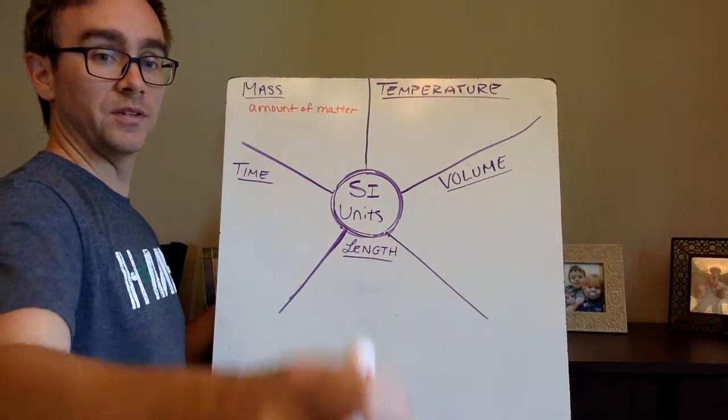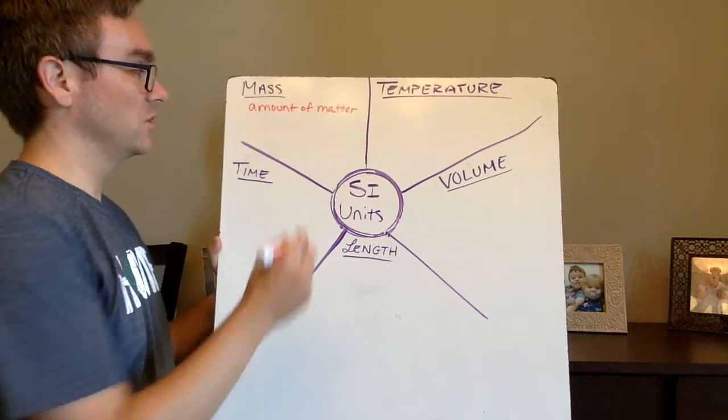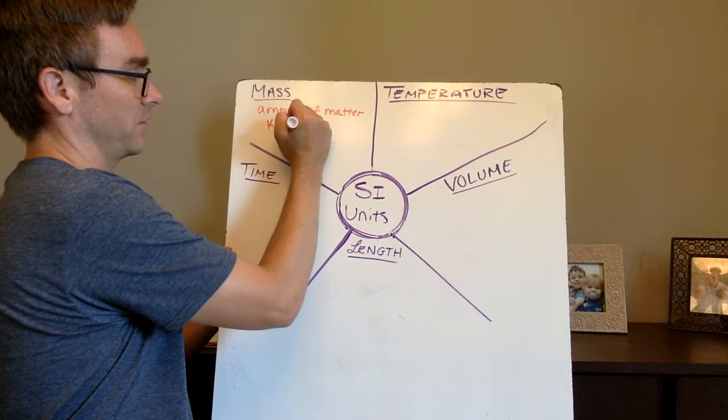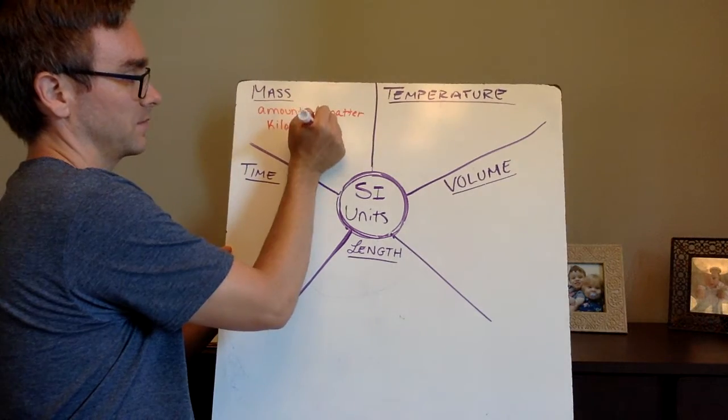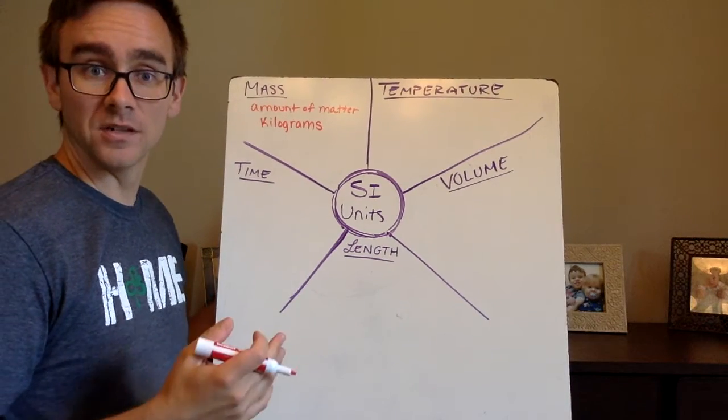The amount of matter. Now, the units that we typically use for this, most people are familiar with the gram. More often than not, we actually use the kilogram, which we talk about converting from grams to kilograms in a different video. A kilogram is 1,000 grams.